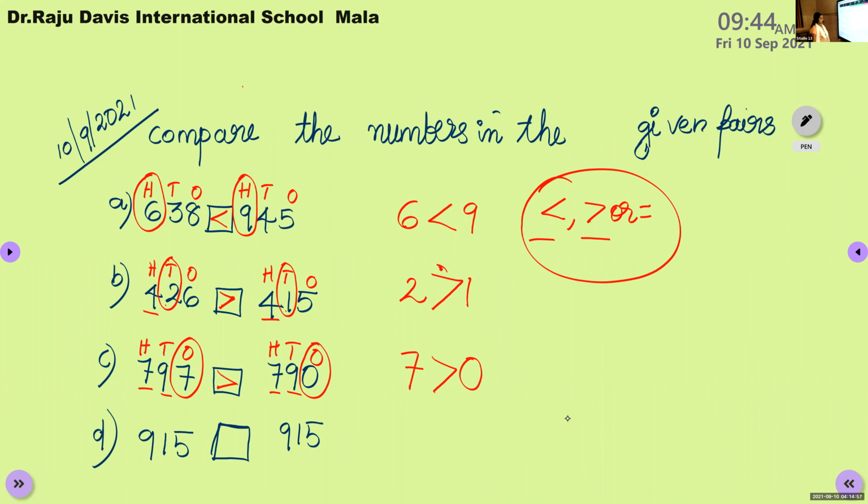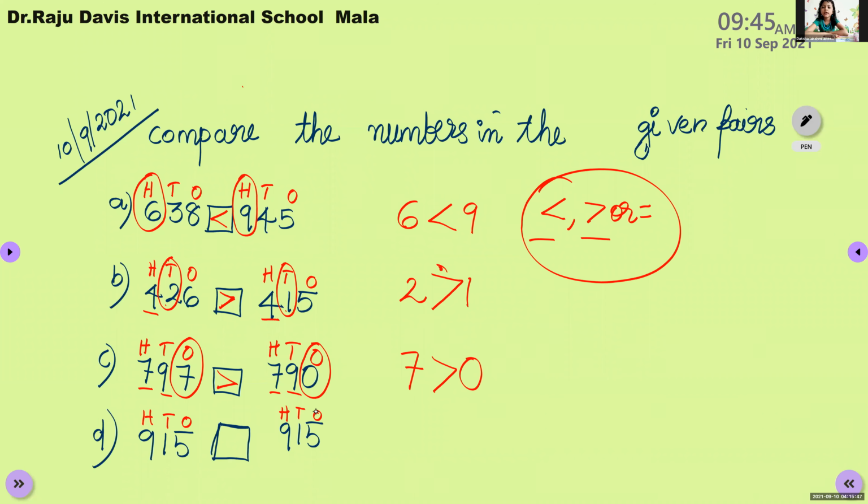First, we want to count the number of digits. Yes, very good. We have to count the number of digits for the given numbers. How many digits are there for the two numbers? 3 digits. Okay, so the number of digits are the same. So what do we have to do? Compare the hundreds place. Very good. For the first number, how many hundreds are there? 900. Okay. For the second number, how many hundreds are there? 900. If it is like that, what do we have to do next?